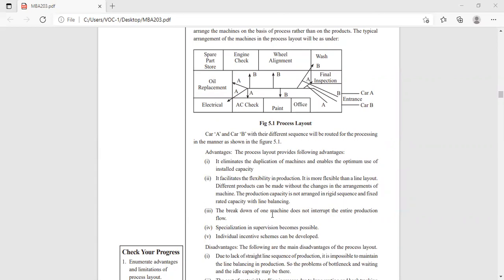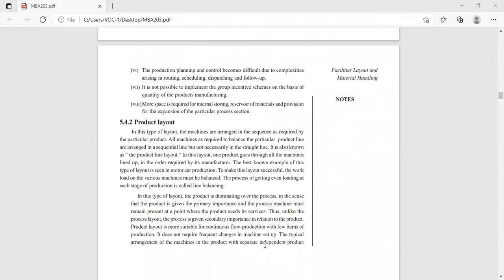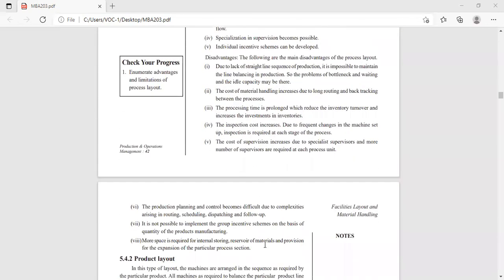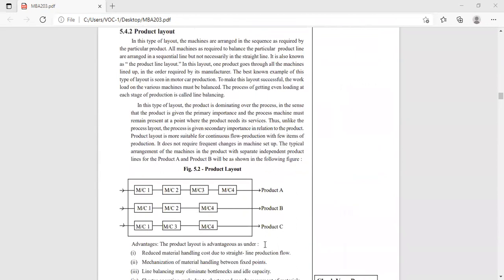And the disadvantages are that the cost increases and processing time is prolonged. Inspection cost increases, and the cost of supervision increases. These are some of the disadvantages of the process layout.